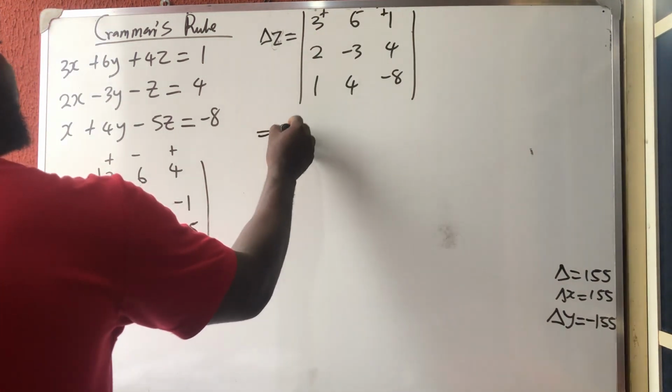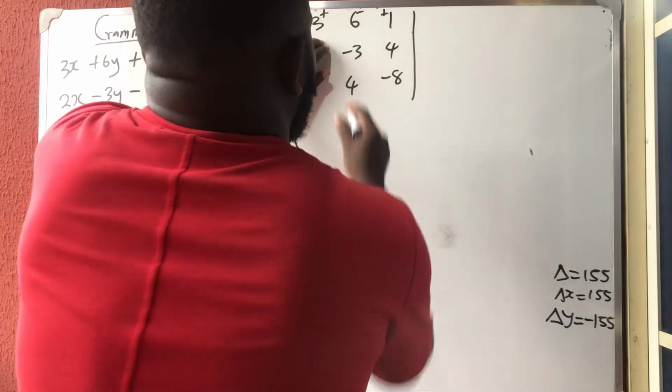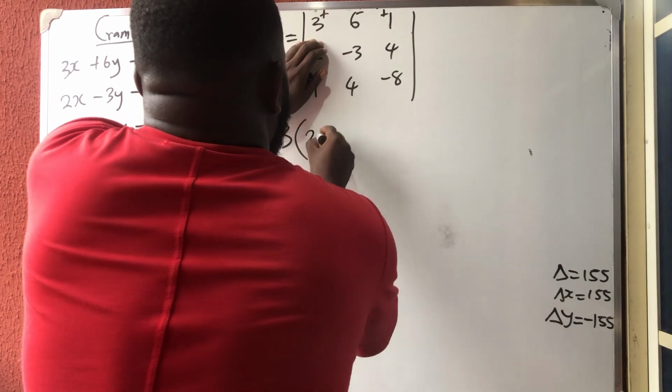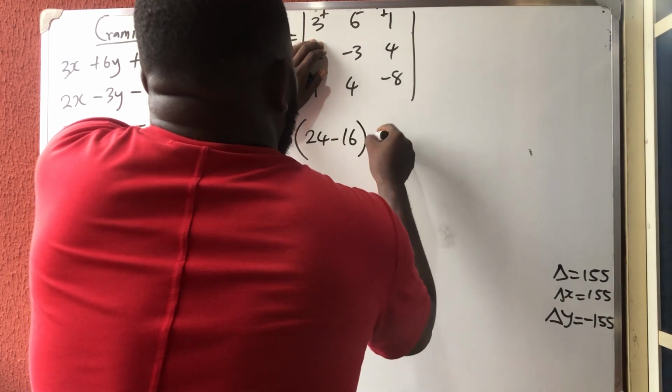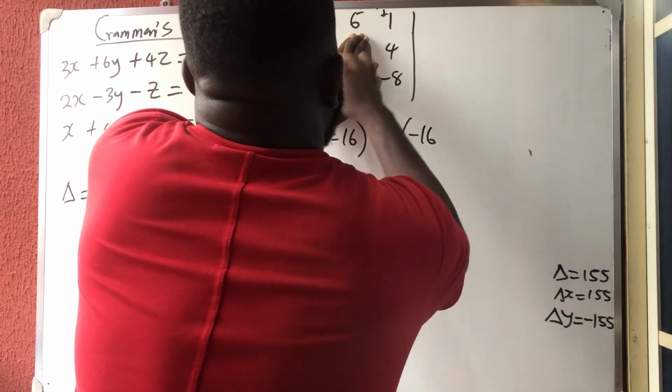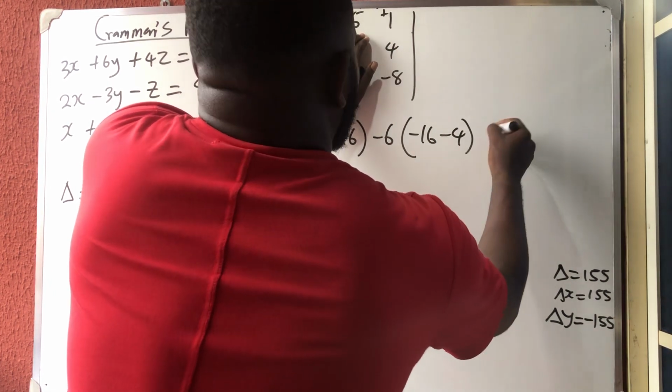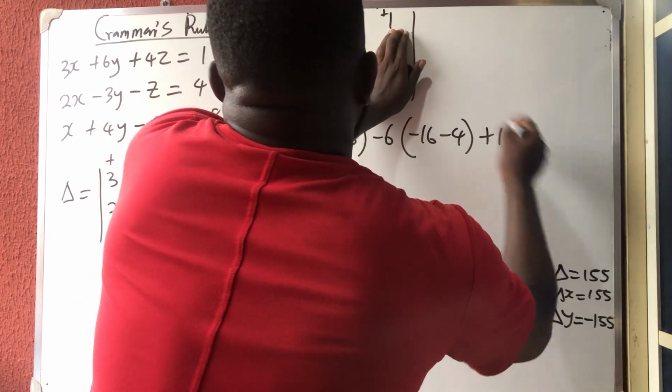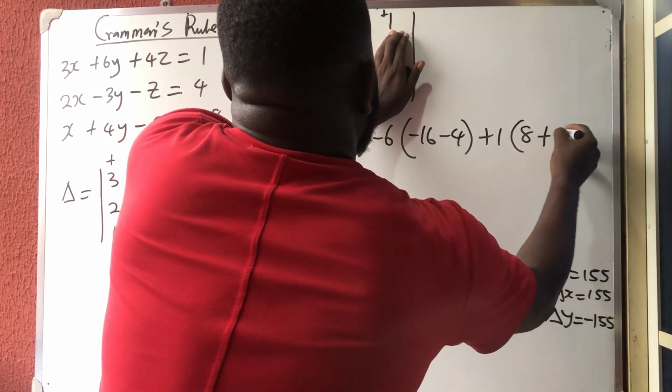So I'm having 3 in bracket of, I'm closing here, left to right. This time this is 24 minus 16. Okay, minus 6 in bracket, I'm closing here. This time this is minus 16. This time this is minus 4. Okay, then plus 1, I'm closing here. So I'm having 8 plus 3.